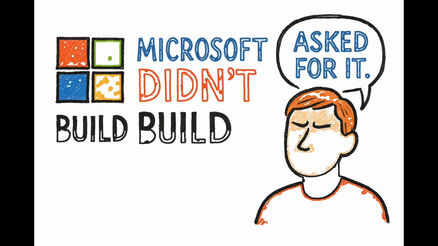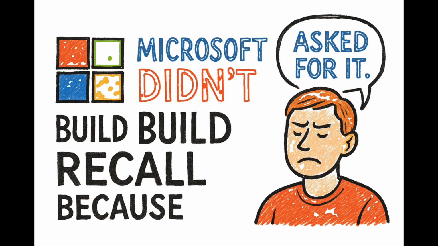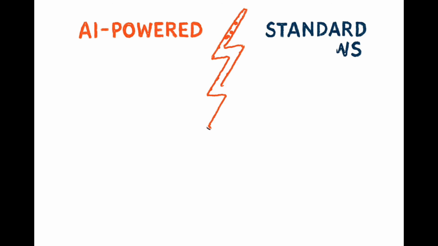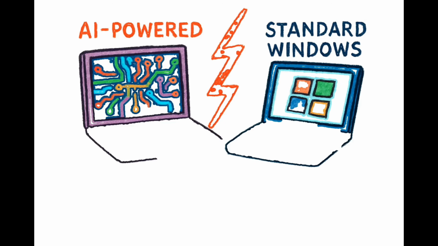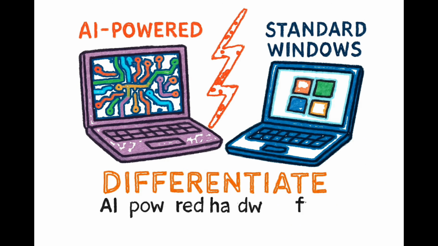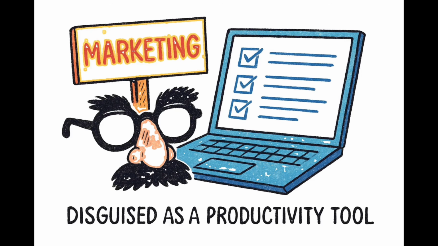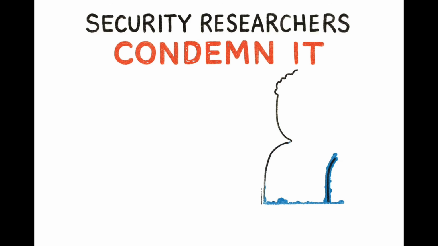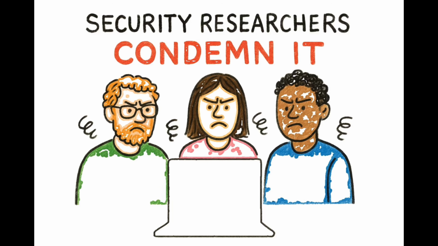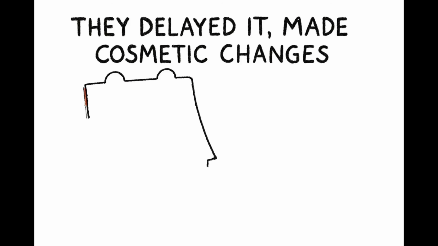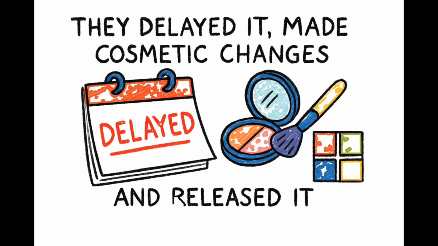Microsoft didn't build Recall because users asked for it. They built it to sell Copilot Plus PCs. This feature exists to differentiate AI-powered hardware from standard Windows laptops. It's a marketing tool disguised as a productivity feature. When security researchers universally condemned it in May 2024, Microsoft didn't scrap the idea. They delayed it, made cosmetic changes, and released it anyway.